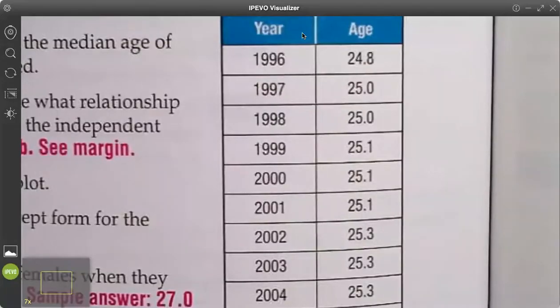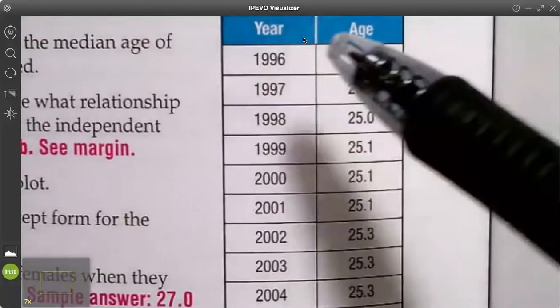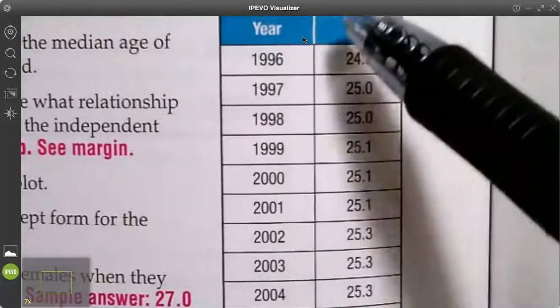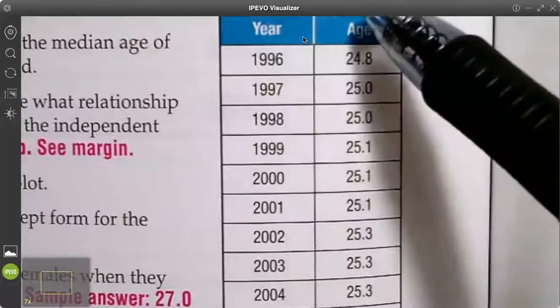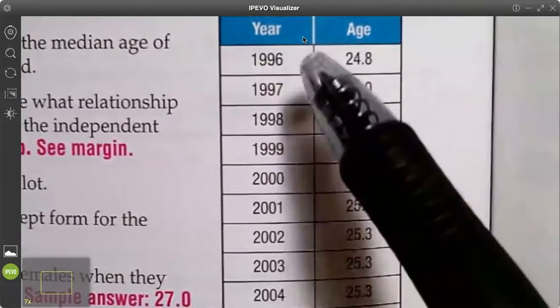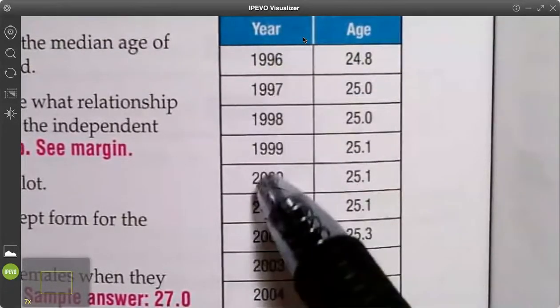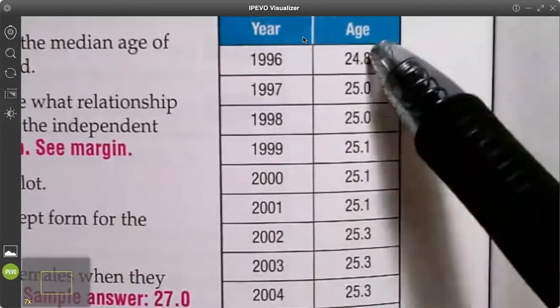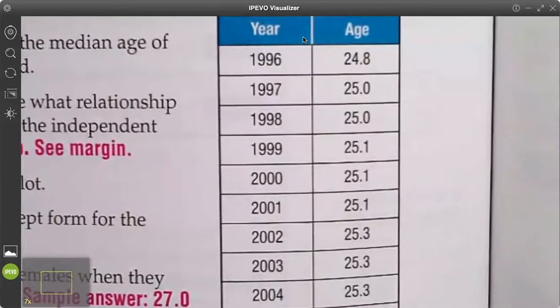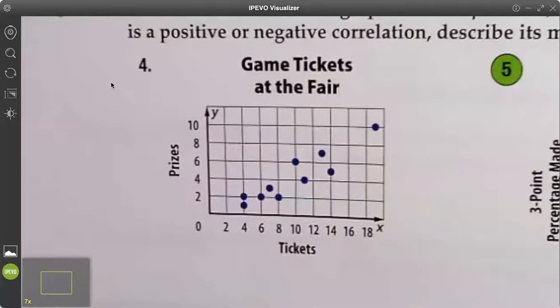Here's one without a graph. I just want you to see one in a table, but this is your x-axis column. This is your y column. As your x column increases, as time goes on, your y column increases. So this would be a positive correlation. Think about your answer to this one and how you would explain it in one quick sentence.